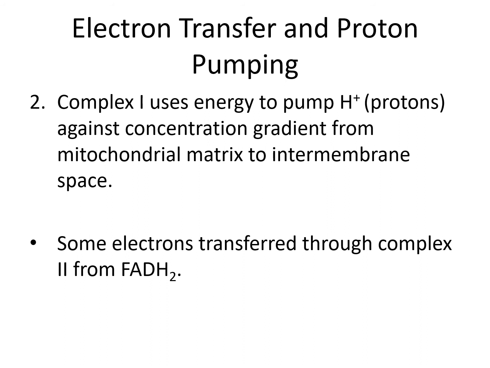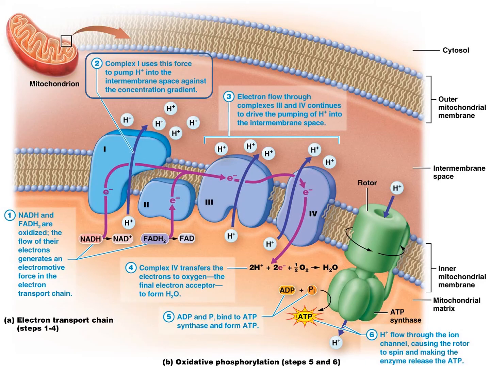Some of the electrons are transferred to complex 2 from FADH2. Okay, so you can see that the energy from the electrons being transferred from each complex is going to push hydrogen ions into the intermembrane space. So we're going to have a high concentration of protons here.